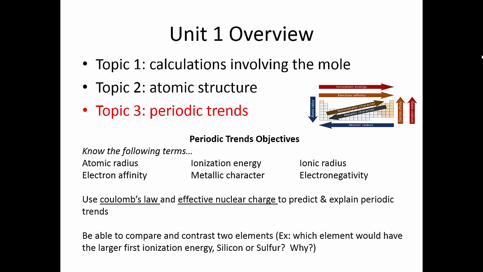And if you wonder what periodic trends involves, there's some terms we're going to need to know, such as atomic radius, ionization energy, ionic radius. And our goal is to use Coulomb's Law, which we've heard of before, and something called effective nuclear charge, which will be something new, to predict and explain periodic trends.